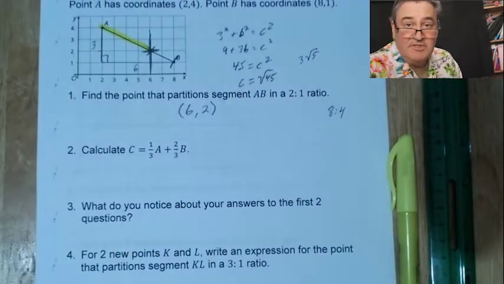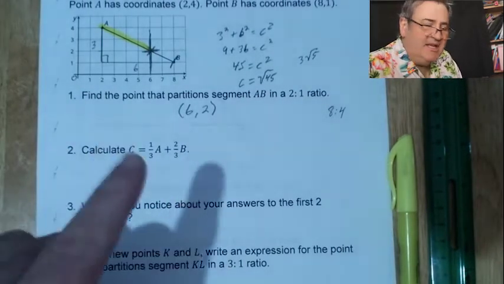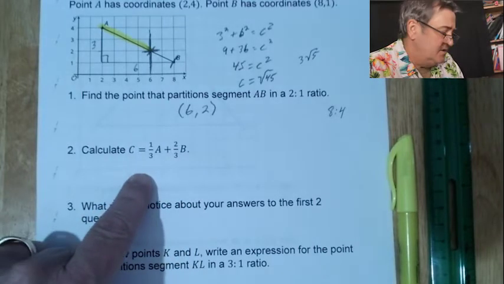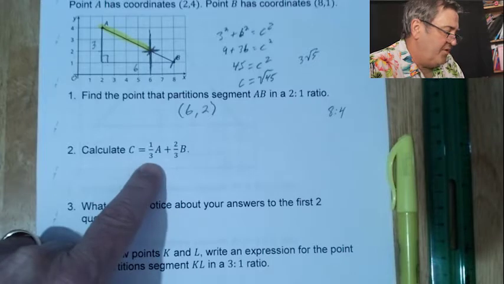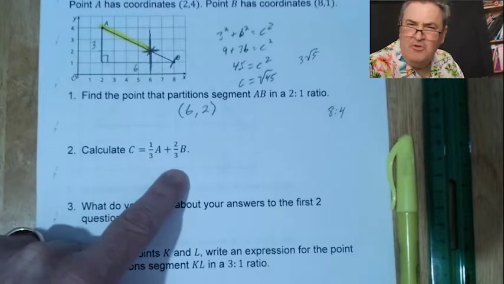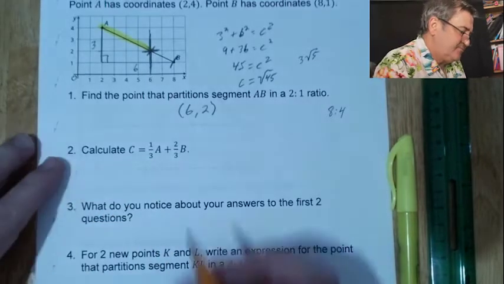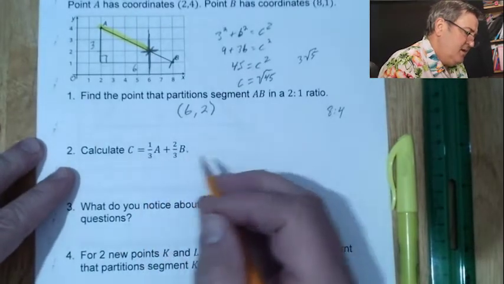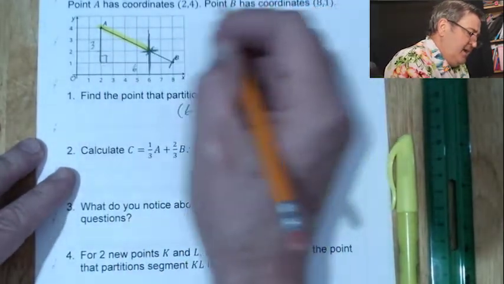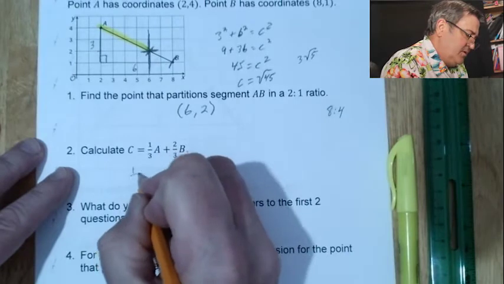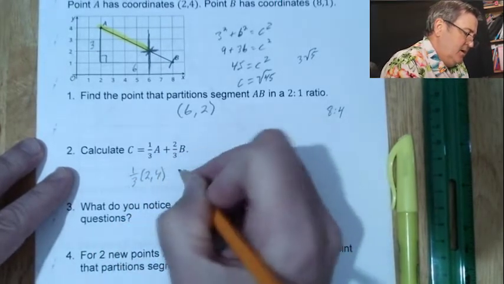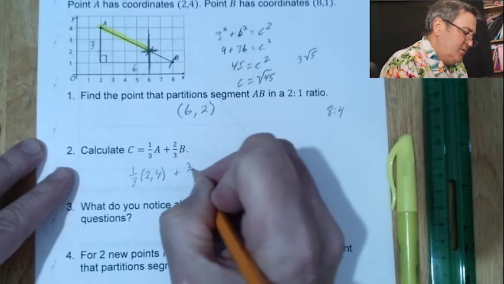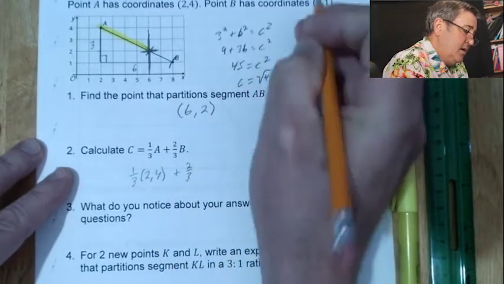6, 2. Let's see what they want us to do here. This looks a little different. Calculate this point C: 1/3 times A and 2/3 times B. Okay. A is 2, 4. So 1/3 of (2, 4) plus 2/3 of (8, 1).